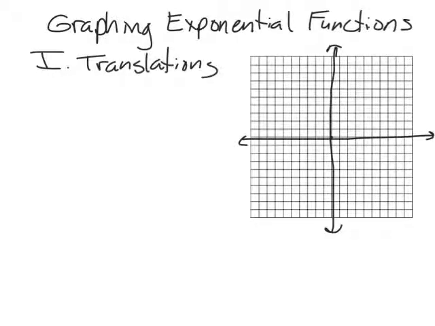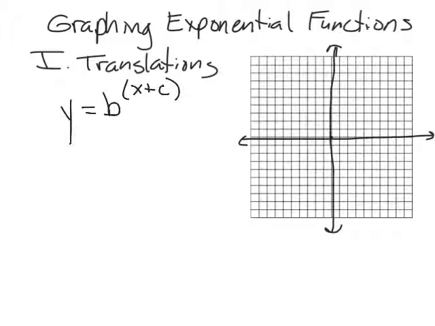So today we're going to apply what we know about transformations to exponential functions. We're going to be graphing exponential functions, and we're going to start with translations. Translations are a vertical or a horizontal shift. So if I have my general exponential function, y is equal to b to the x, where b is the base of the exponent and x is my independent variable, plus some constant c.